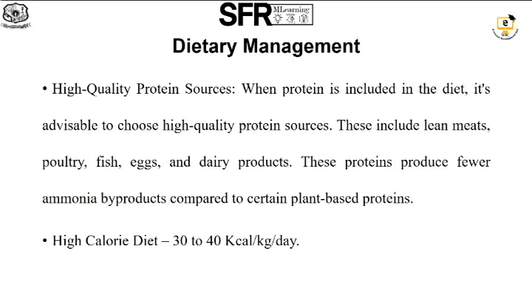And in the case of calories, we have to provide a high calorie diet. If we compromise on the energy intake, the body breaks down its own protein and provides energy. In that way also, the ammonia levels in the blood will increase. So a high calorie diet of 30 to 40 kilocalories per kilogram of body weight per day is recommended.